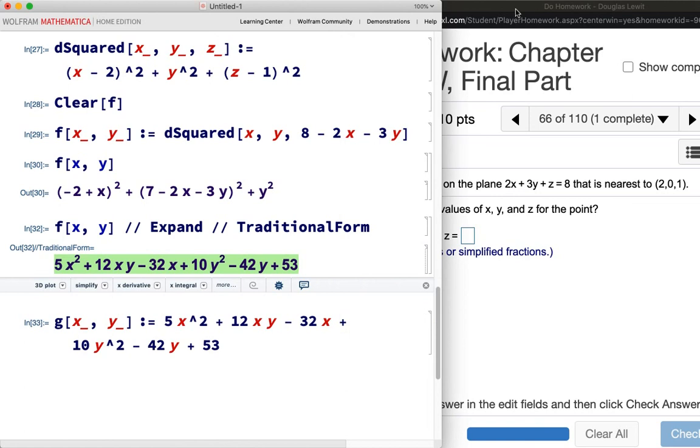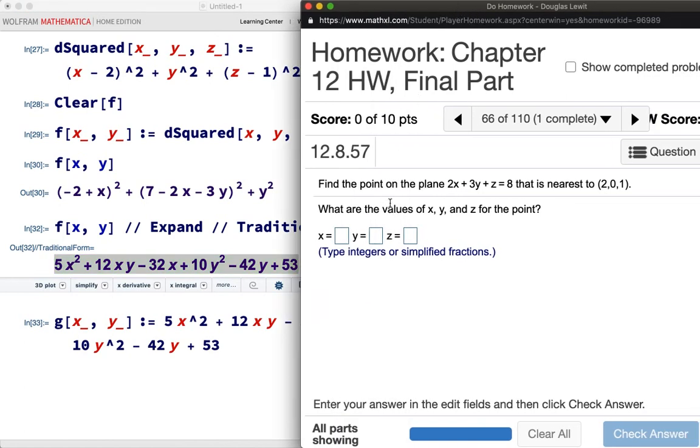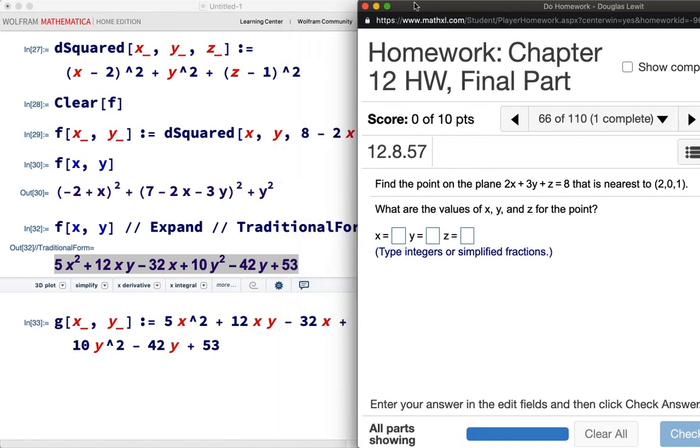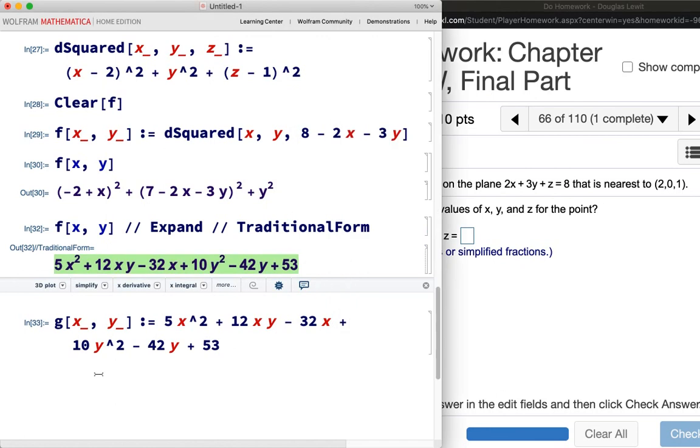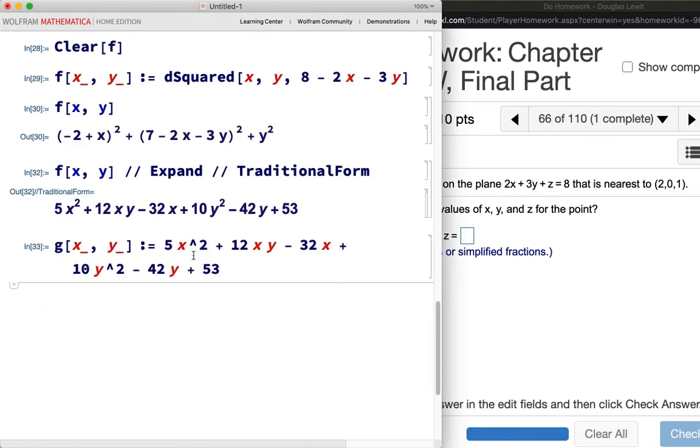Why do I want to minimize it? Because I am looking for the point on the plane that has the minimum distance to this point: x is 2, y is 0, z is 1. I don't want the maximum distance, okay? I want the point that's going to give me the minimum distance. The maximum distance, that's infinity, okay? I want the point that gives me the minimum distance, okay? So I have to minimize this function.